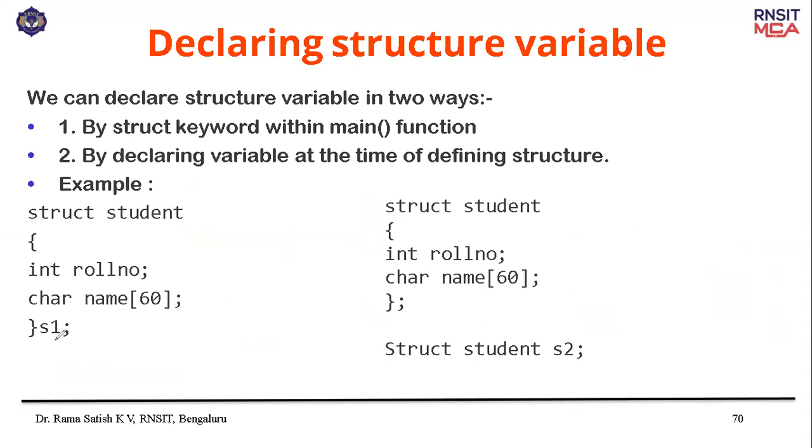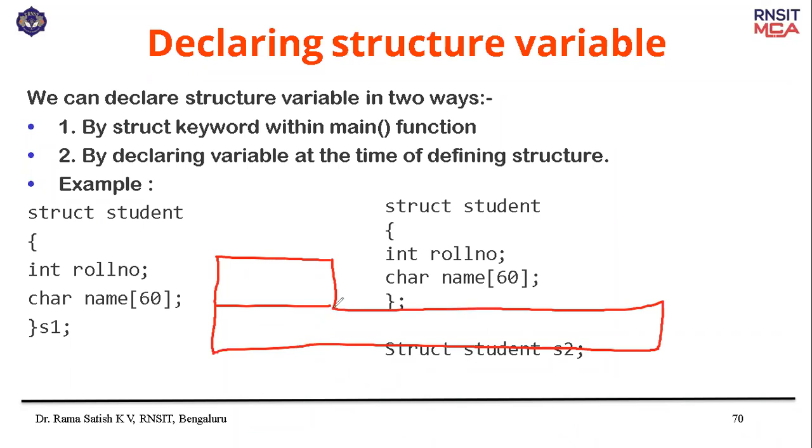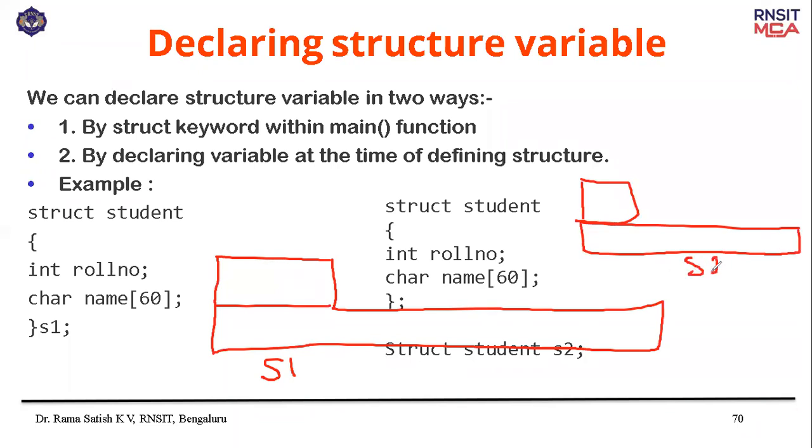Now, whenever you create S1, what happens? Memory is allocated: 4 bytes for the integer, and for the character array, 60 bytes. And this is S1. Similarly, as soon as you create struct student S2, 4 bytes for the integer and 60 bytes for name are allocated. Both combined together are called S2.